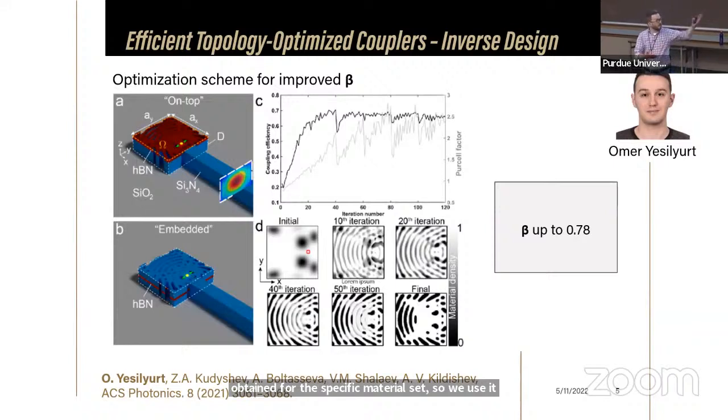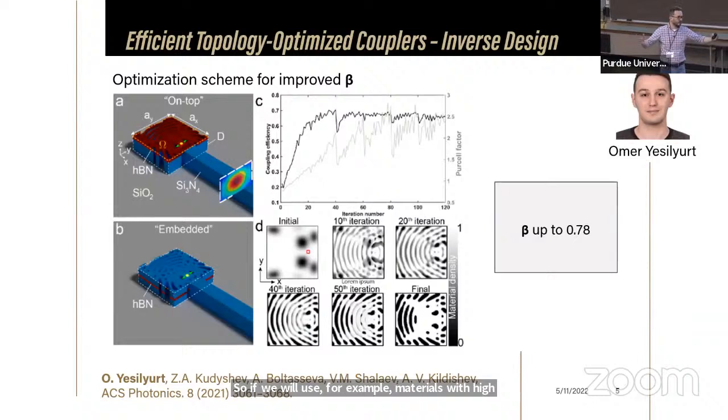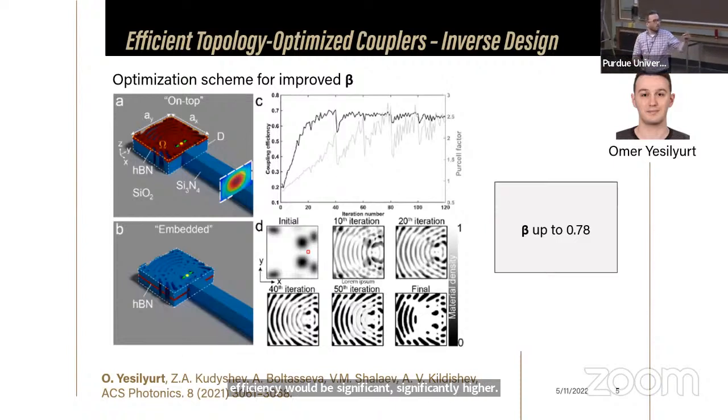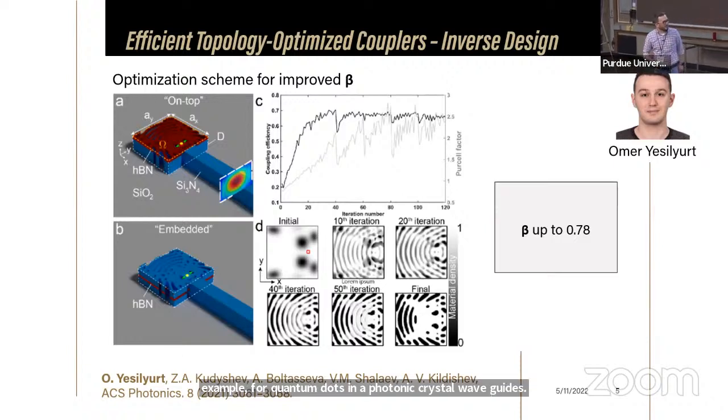We have these numbers for silicon nitride with a refractive index of 2. In the case of stoichiometric one, in our case, it's even slightly less, and for hBN. So if we would use, for example, materials with high refractive index and would not be limited by the footprint of the coupling area on the chip, then the coupling efficiency would be significantly higher, as was demonstrated, for example, for quantum dots in photonic crystal waveguides. So there is room to improve this, for sure.